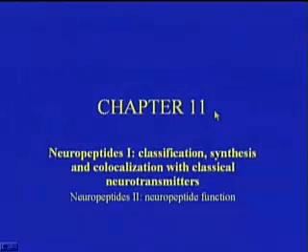This is the third lecture on Chapter 11, discussing neuropeptides, the classification, synthesis, and colocalization with classical neurotransmitters. Actually from the PowerPoint slide presentation, or the PDF file, it begins with slide number 26. However, we'll view, other than this title slide, one additional slide to provide the overview of the entire chapter, in essence, as it relates to the discussion in these remaining few slides.